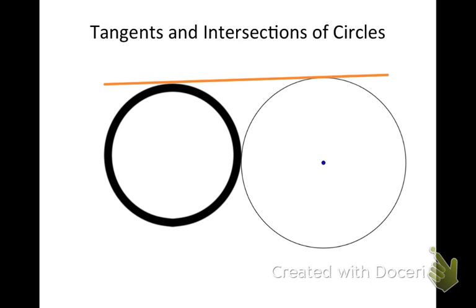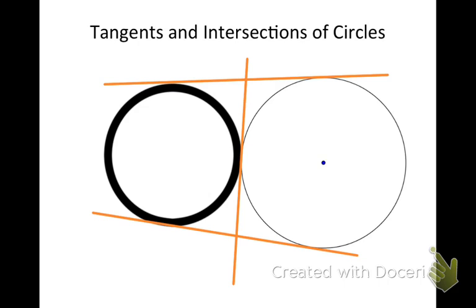Like that and that. But you can only have one line that's tangent to both of them going between the circles, and that would have to be a line that just goes through the point of tangency for the 2 circles, kind of like that. Okay, so that's an example of circles that have exactly 1 point of tangency, 1 point of intersection.